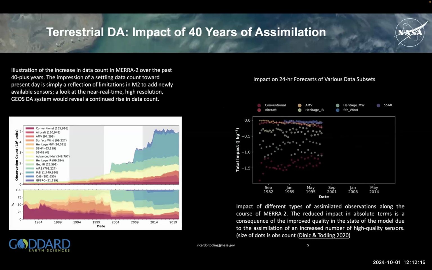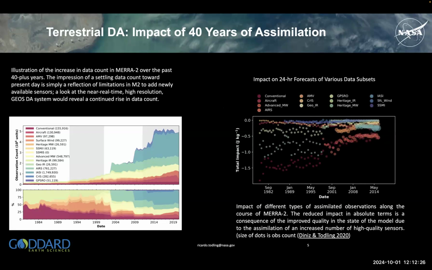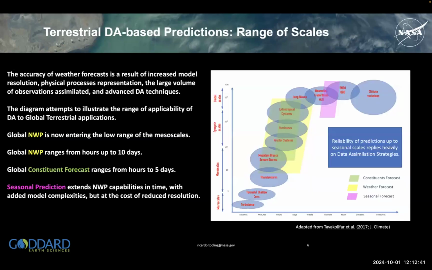And that is just a consequence of the fact that there are so many more observations. The individual contributions of each are smaller, but they are actually improving, and that's a result of the improvement in the background, which just serves the DA system and the DA strategy. So that's a typical situation showing the improvement due to the observations.